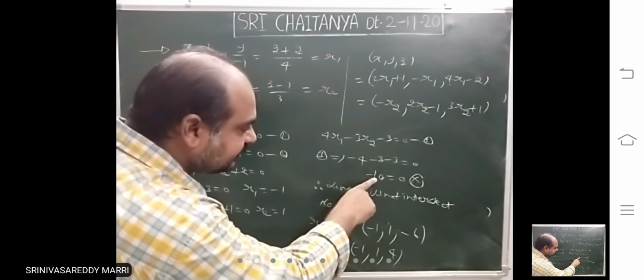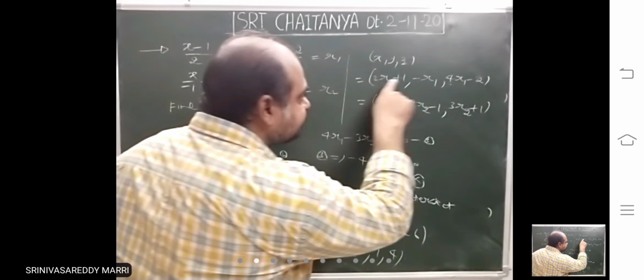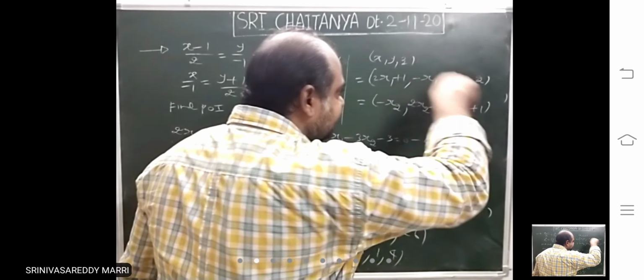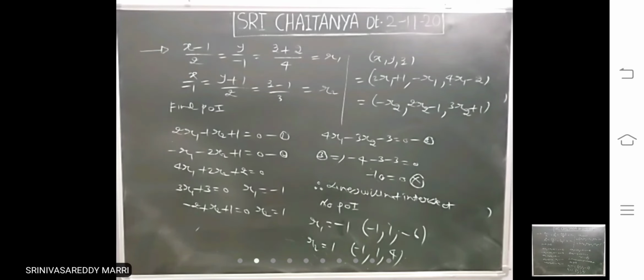If they intersect, then here 0 equals 0 you will get. Point of intersection is nothing but substitute here, substitute here. You will get the same point, that is point of intersection. Like that. How to find point of intersection of two lines?